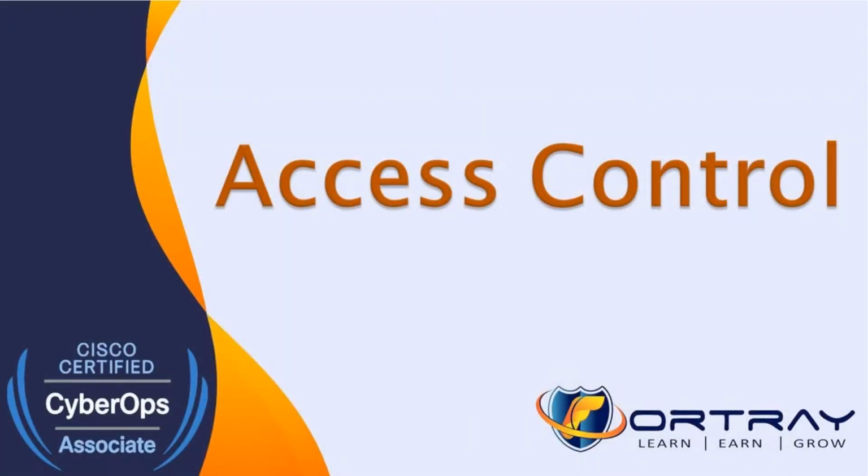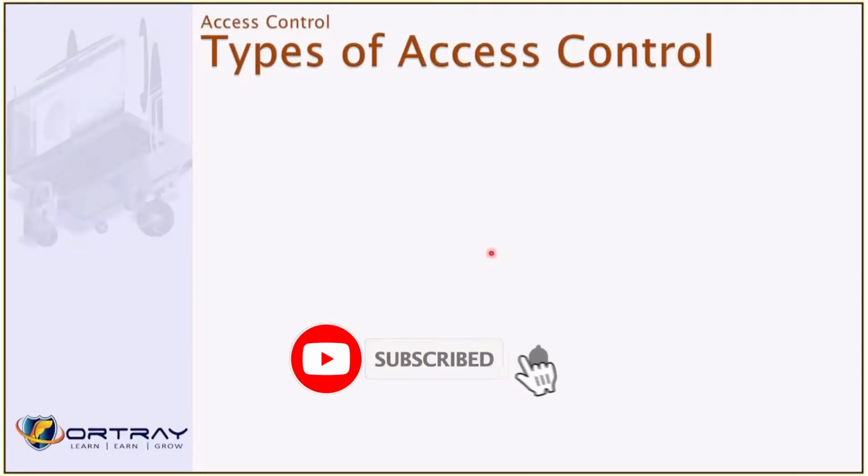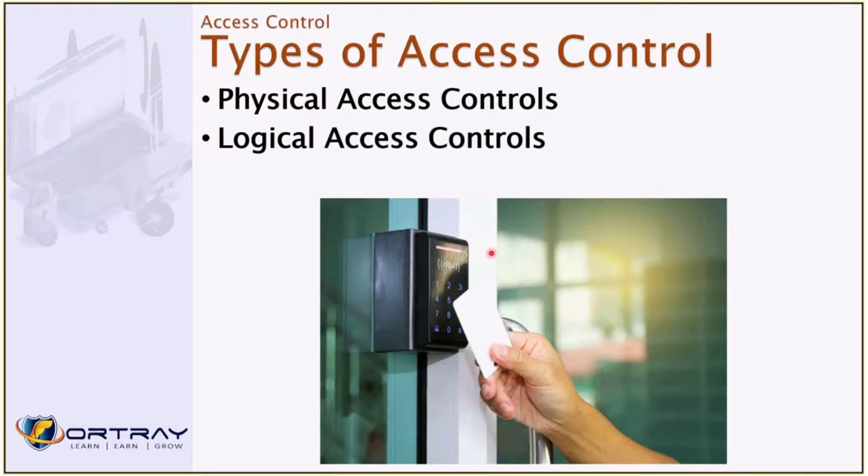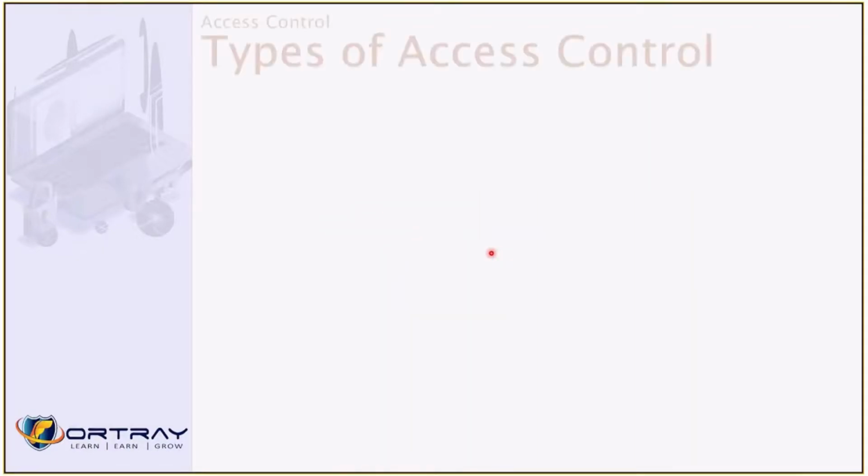What is access control? Types of access control. Normally we go to the office every day. We need physical access, logical access, and administrative access so we can perform our task. Physical access is when you want to access the building. Logical access, we will see one by one.